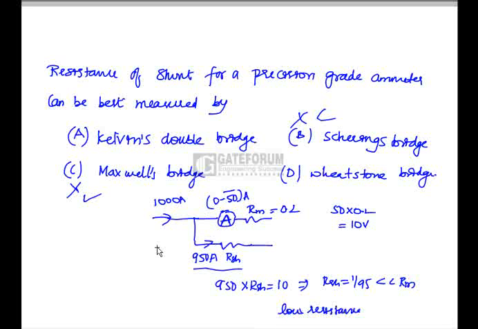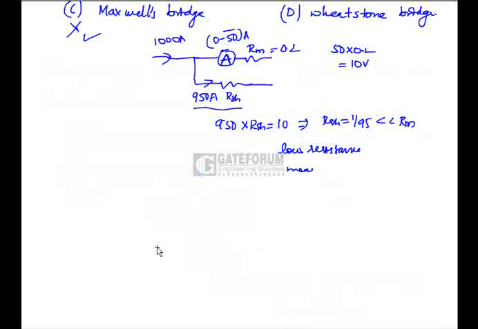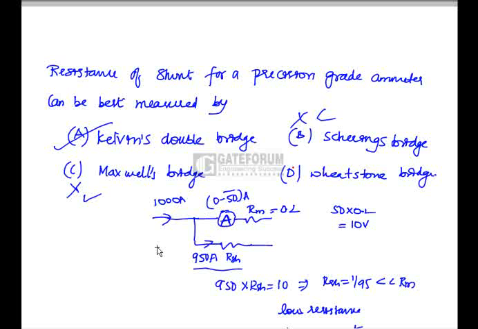The bridge best suited for low resistance measurement is Kelvin's double bridge, whereas this option D, Wheatstone bridge, is for medium values of resistance. Low value of resistance means it is less than 1 ohm. So the best bridge to measure it is Kelvin's double bridge.